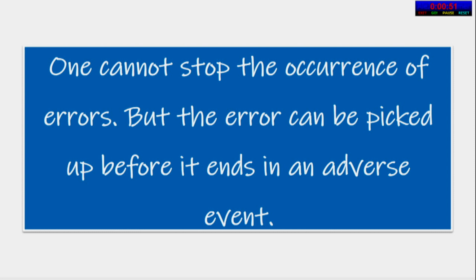So one cannot stop the occurrence of errors, but the error can be picked up before it ends in an adverse event. And whenever a near miss occurs, all the more it's important that we go back and analyze where the system went wrong or where we committed a human error. In this way, we could absolutely minimize or cut down on any wrong IOL implantations.